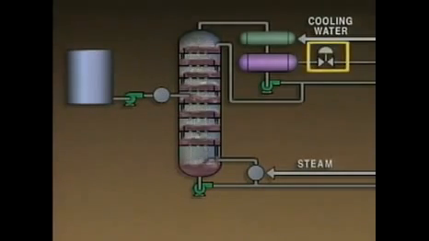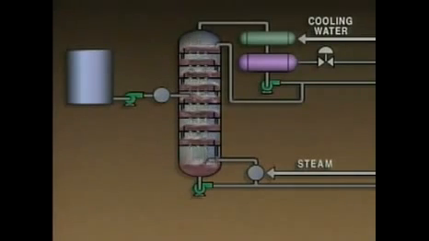Tower pressure is often controlled by a pressure control valve located on the overhead receiver. This valve controls pressure by releasing vapors and any non-condensable gases that have collected in the receiver. In some cases, a vacuum system draws gases from the receiver to control tower pressure.